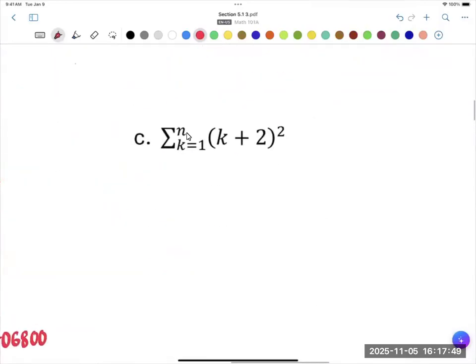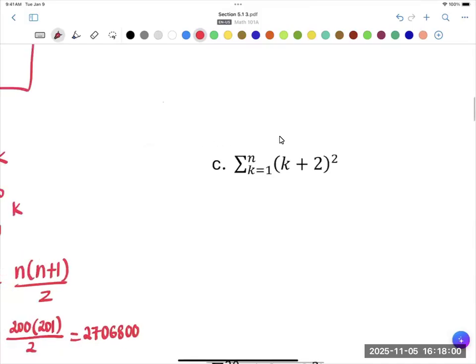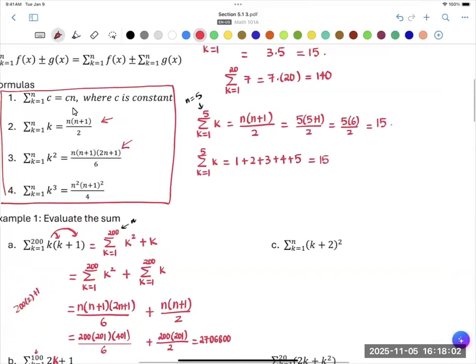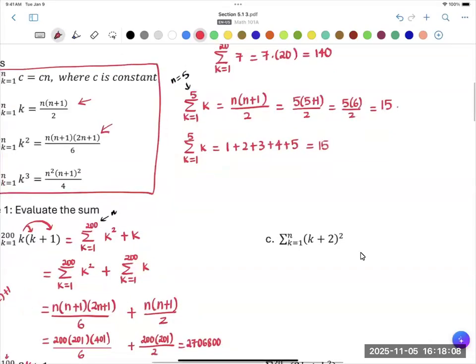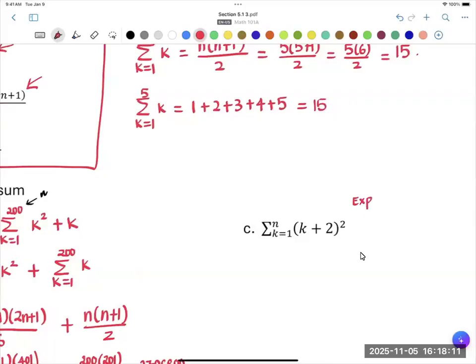For C, I want to find the summation of k equals 1 to n. I don't know what n is; n can be any number. Of (k plus 2) to the power 2. Similar to number 1, we won't be able to apply the formula directly to this yet. So in order to do this, we will have to expand.